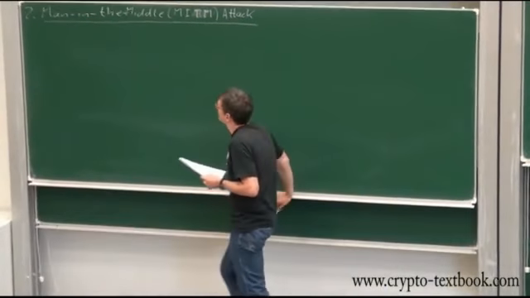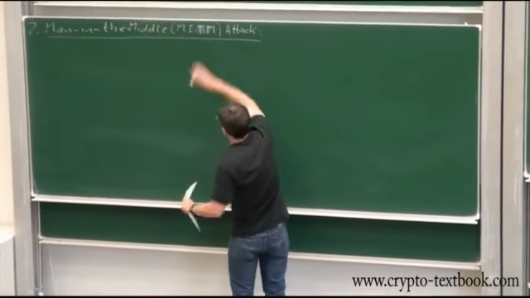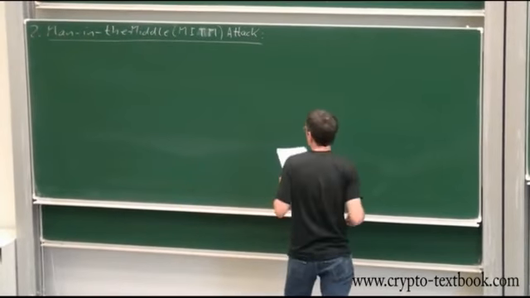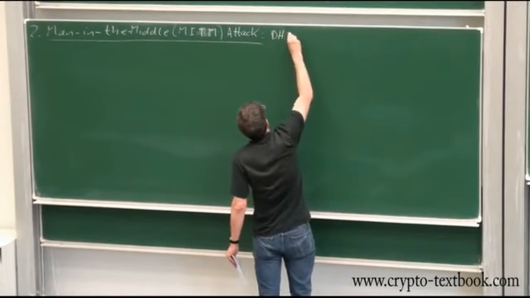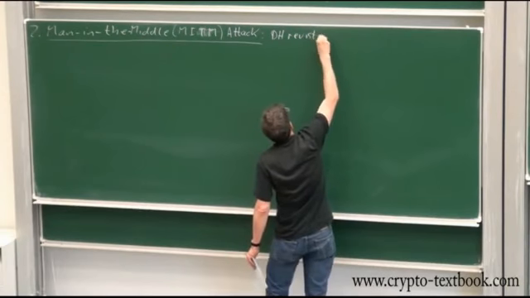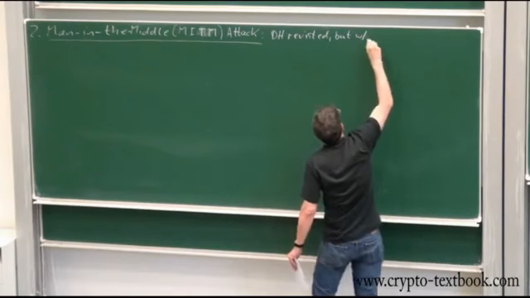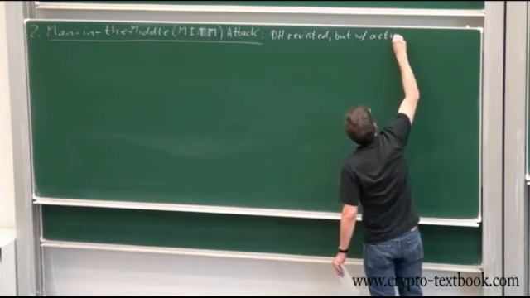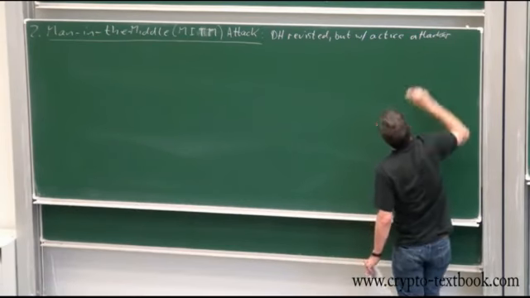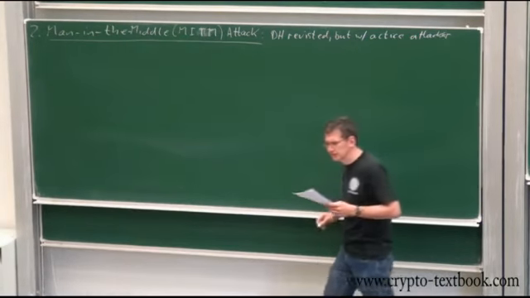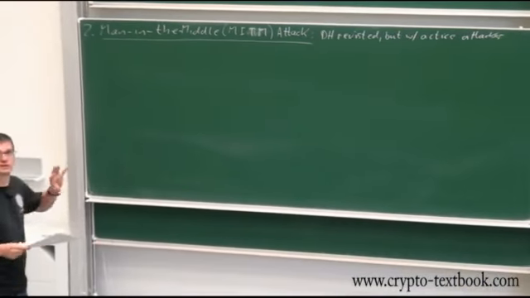Okay, so we look at, I continue here because I want to have the whole blackboard. We look at Diffie-Hellman revisited, also nochmal wiederholt, but with an active attacker. What is an active attacker? We're going to see in a minute. So, this is going to be super important.